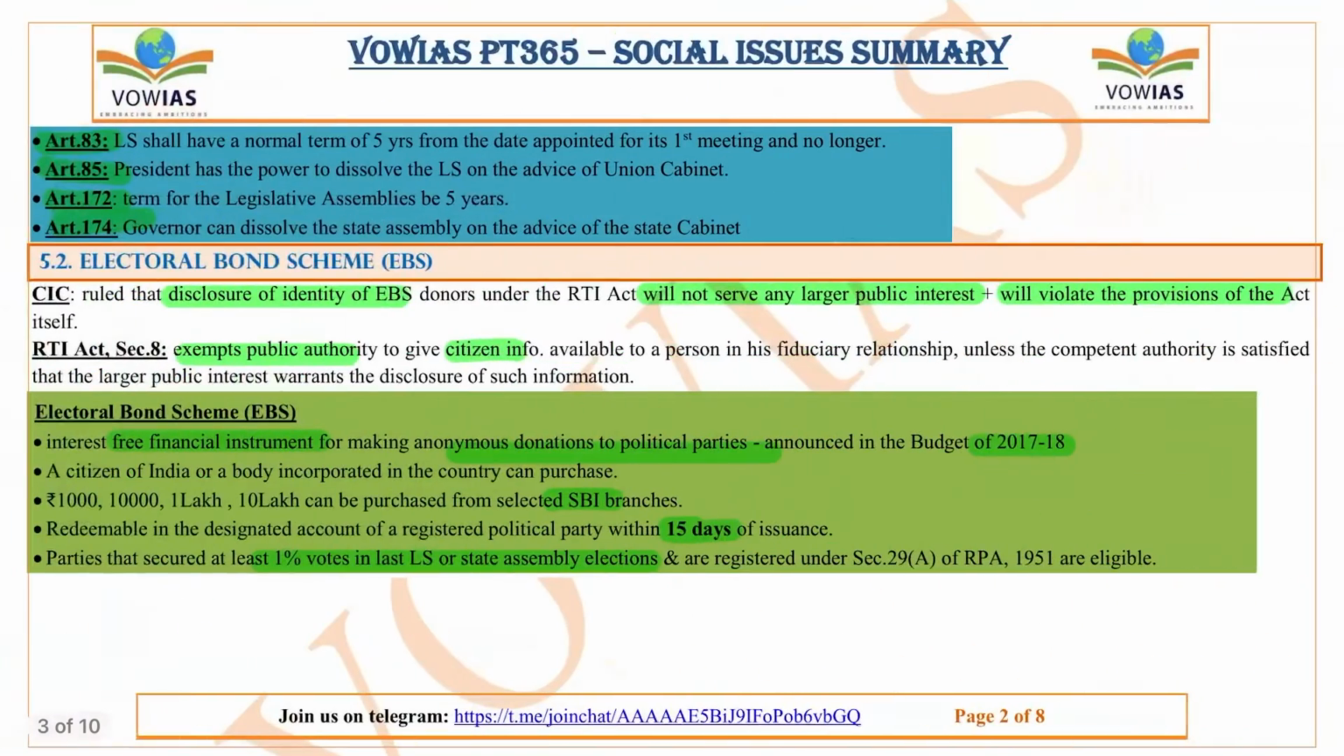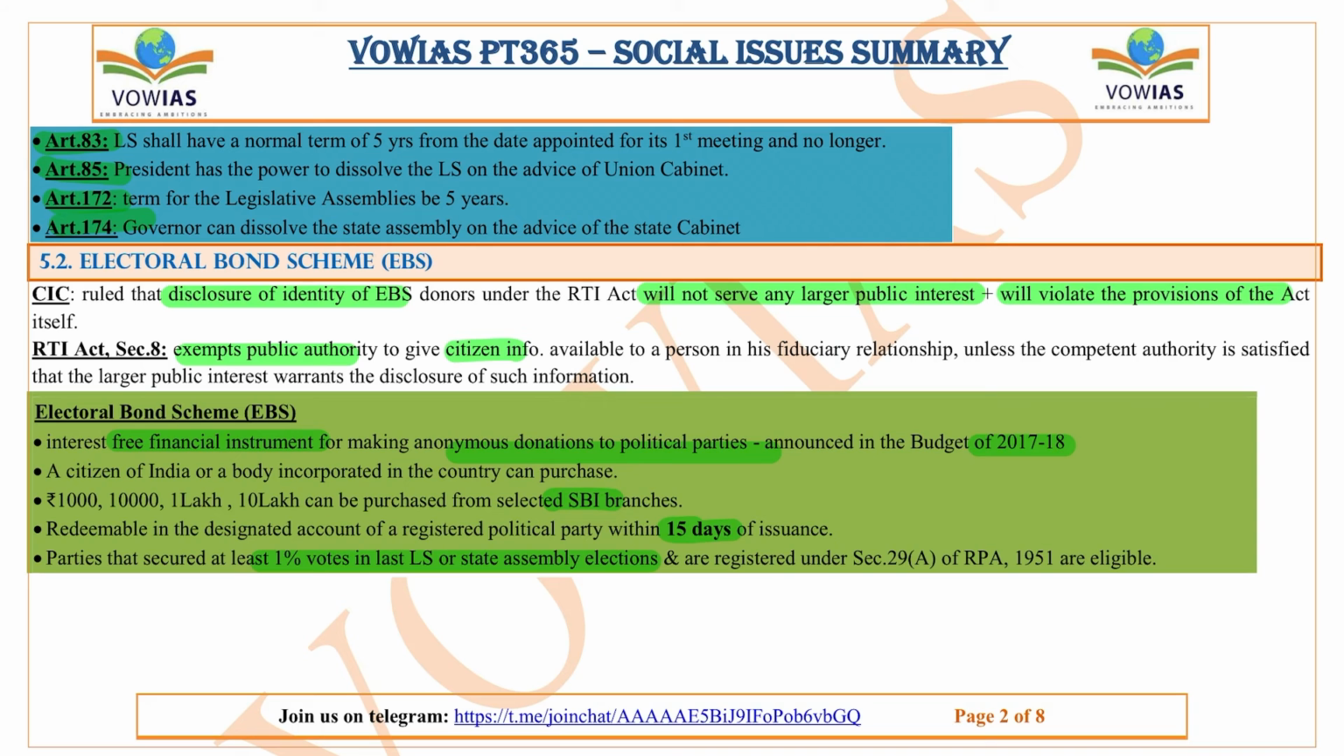Okay. And if you see Article 83, it says that the Lok Sabha has a term of 5 years from the date of its first meeting and no longer. So now, if simultaneous elections have to be brought in, then a lot of changes to the constitution have to be done, because previously we have seen that even to have a common electoral roll, a constitutional amendment has to be done.